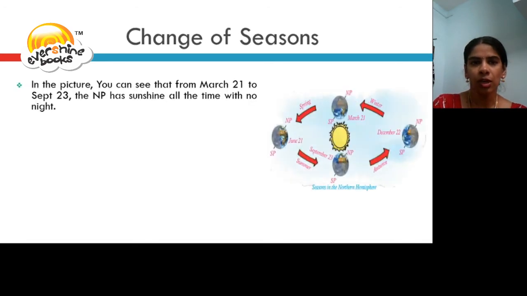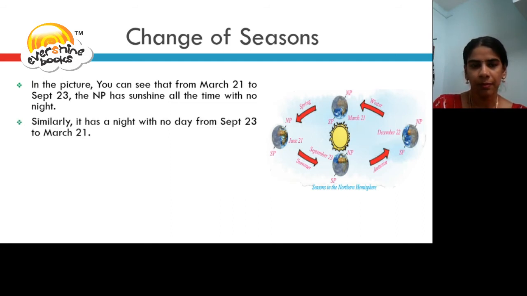In the picture, you can see that from March 21 to September 23, the northern pole, that is NP, has sunshine all the time with no night. Similarly, it has a night with no day from September 23rd to March 21st.